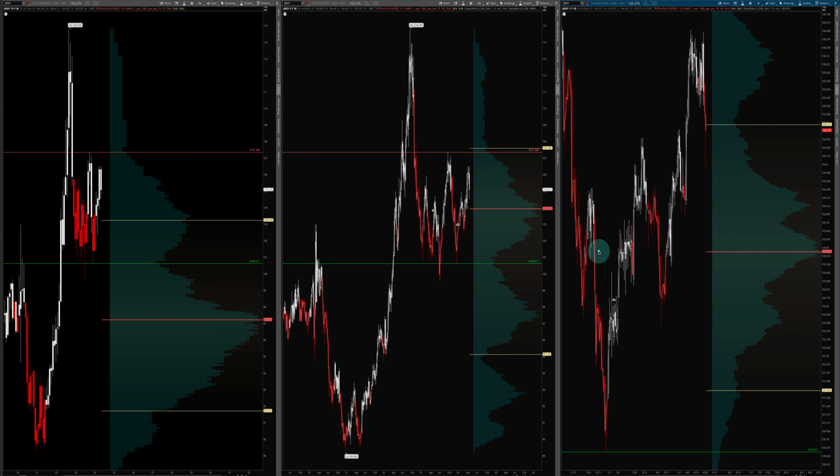Hey guys, I want to go over key levels for the dollar to watch after you've watched my seasonality and cycle analysis on the dollar. This will be part two, and these are just key levels. So there's three things I like to watch.